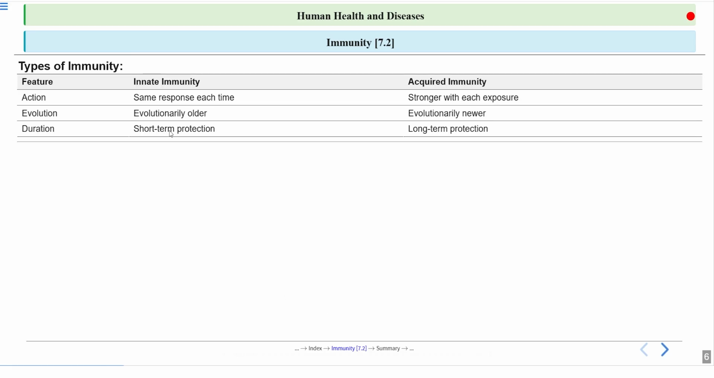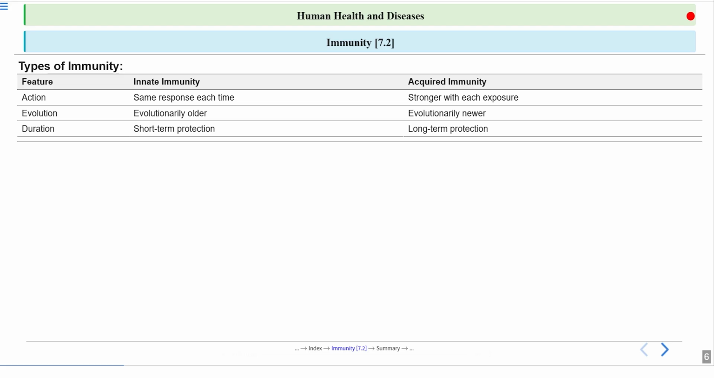Let's talk about the types of immunity. We were talking about innate and acquired immunity. Let's first talk about innate immunity. Innate immunity is an evolutionarily older and more primitive system and mounts the same non-specific response to a pathogen every single time, and it provides short-term protection from birth.